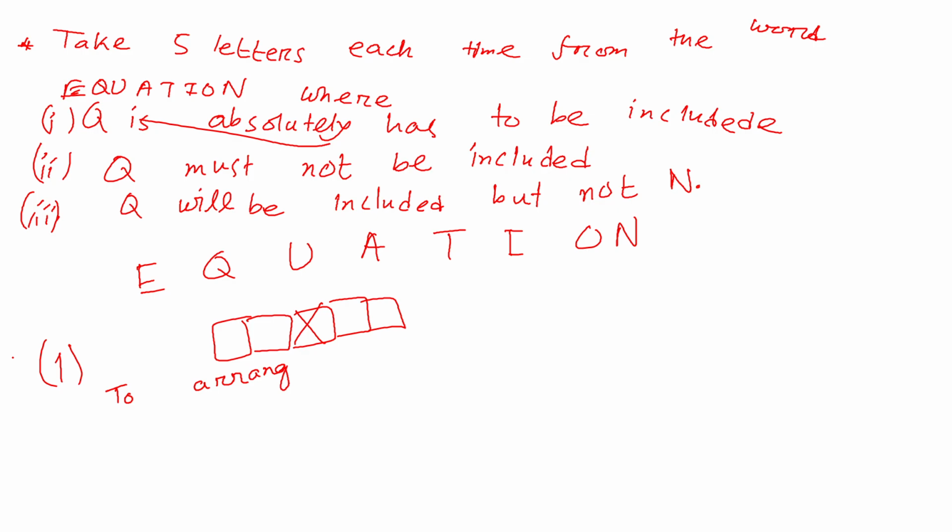Five blank spots, and one letter. How many ways can you arrange it? 5 blanks plus 1 letter. Yeah, 5.